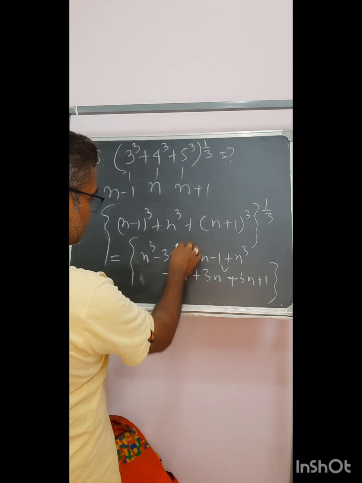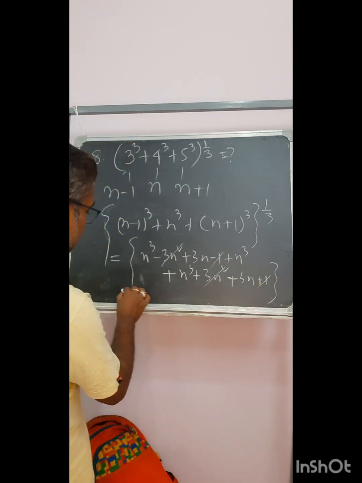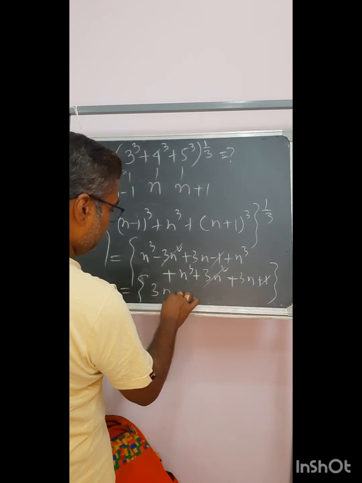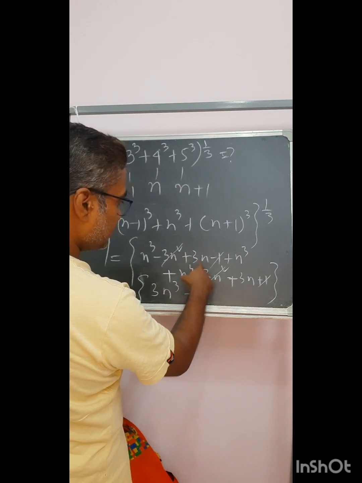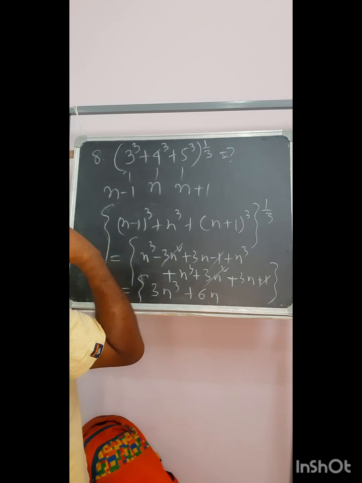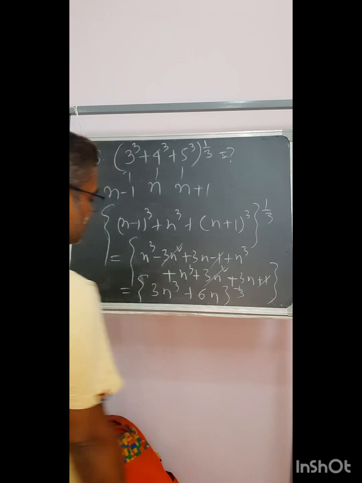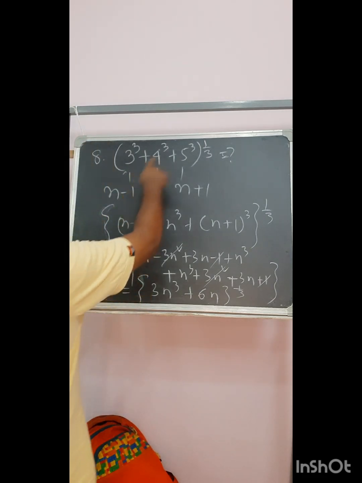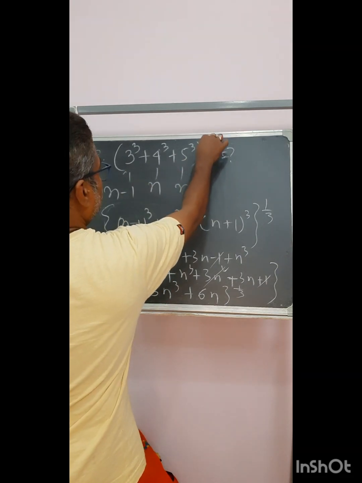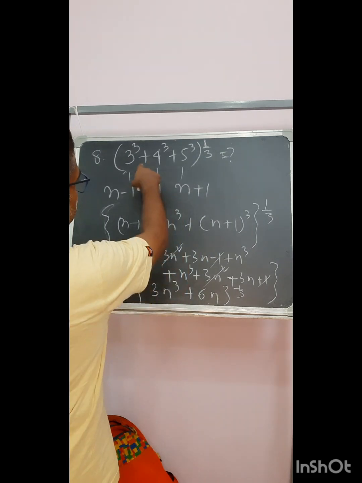So here you can see these are cancelled out, 1 cancelled out, so the remaining things will be n cube, 3n cube, plus 3n, 6n, and anything else is there? Nothing. So this is a whole cube. So you can see, if anything like that comes, it comes under the indices like that. So if I see the pattern, it is consecutive terms.